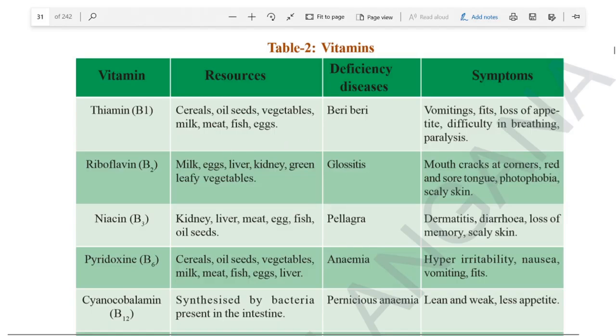Deficiency of vitamin B1 causes beriberi, and the symptoms are vomiting, fits, loss of appetite, difficulty in breathing, paralysis. Glossitis, if B2 is lacking. What are the sources? Milk, eggs, liver, kidney, green leafy vegetables. What are the symptoms if there is a deficiency of B2? Mouth cracks at corners, red and sore tongue, photophobia, scaly skin.